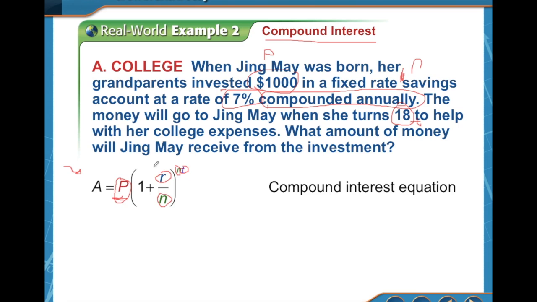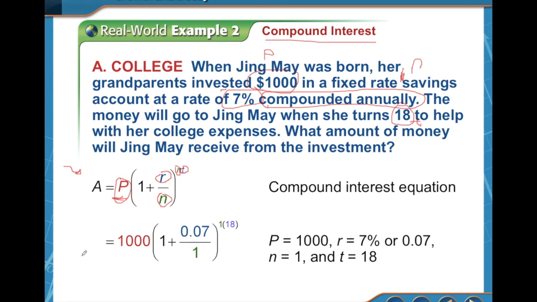So we can plug in all of these things, multiply it through, follow order of operations, and get our value. With one step of plugging all those in, it looks like this. Notice the initial amount was 1,000. Our rate was 7% or 0.07, compounded 1 time per year, so N was 1. And then T was 18 because 18 years went by until she got the money. So we just plug all the pieces in where they go.